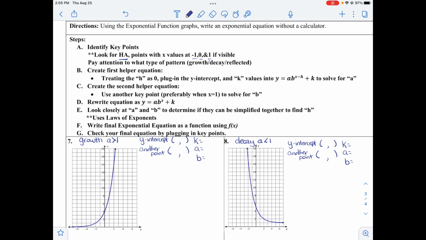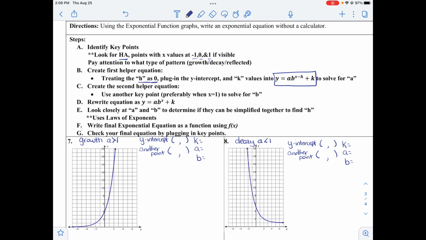So we're going to create a couple of helper equations to help us. The first one we're going to create after finding our key points is one where we treat the h like a 0. So we're using this equation here, that's our transformation equation to plug things in. But we're going to treat h like it's a 0 in these. They'll make more sense at the end, because vertical stretch and horizontal, they work together. They actually undo each other. So it can become very cumbersome if we try to put something in there. We don't know what they are right now, so we're going to treat it as 0.